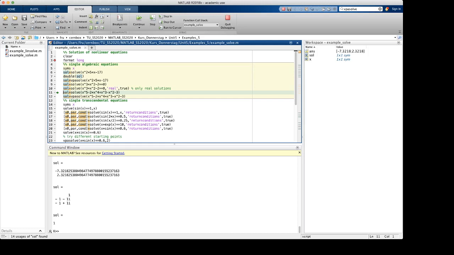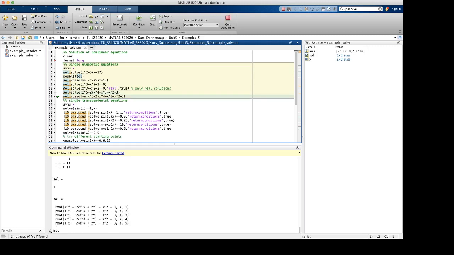You probably know that there are explicit formulas for algebraic equations only up to degree 4. So if we try to solve an equation of degree 5, we don't get any useful results.